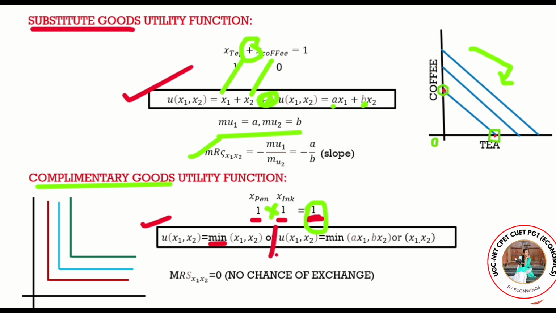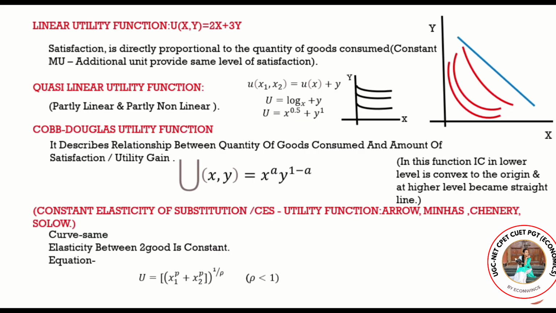Utility U(x1, x2) equals minimum of (a x1, b x2), or x1 into x2. Got it? So here the MRS, the marginal rate of substitution between x1 and x2, equals 0 because there is no chance of exchange. But in case of substitutes, we can exchange tea with coffee and coffee with tea. So in case of complementary goods, the IC curve is L-shaped or right angled, because the only possibility of consumption is at these corner points. Okay. So next page, linear utility function.